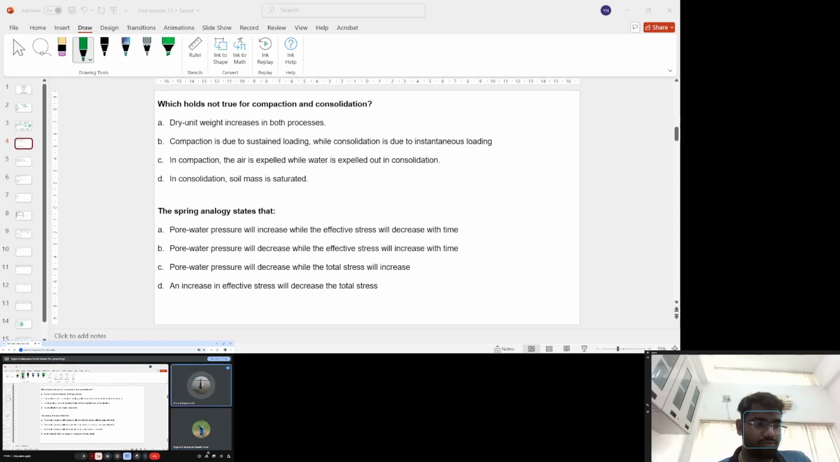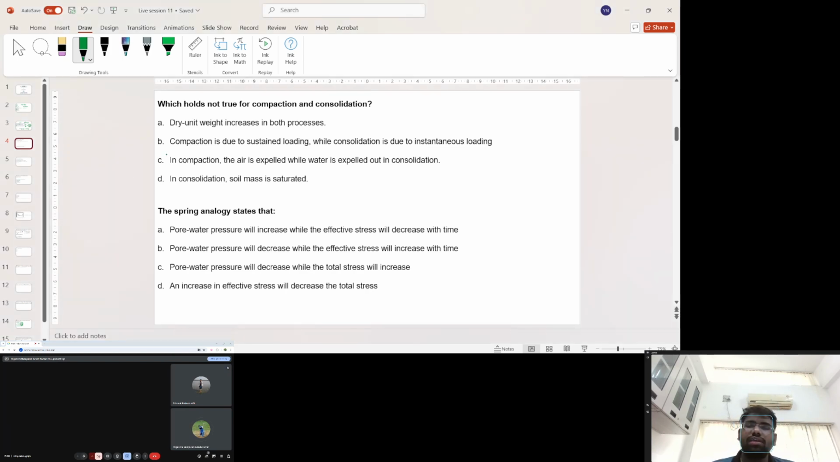So I think option B is not true. Option B. Okay, so obviously you are right. But let us go by option for the clarity. Dry unit weight increases in both processes. That is obviously true. Even though for compaction it need not be completely, there is an increase in dry unit weight. In consolidation, there is a change in voids ratio, which will eventually be reflected in change in dry density. So this option is right.